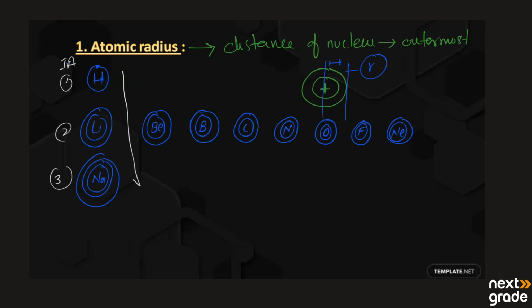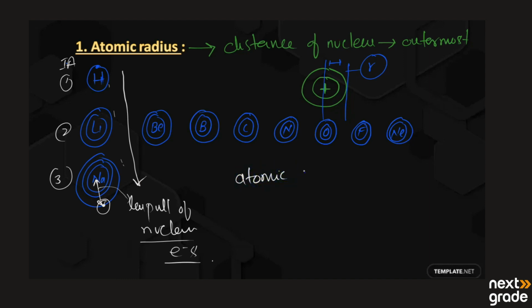So when we move from top to bottom, there is an increase in the atomic size. When atomic size increases, it means the valence shell is going away from the nucleus, so there will be less pull of the nucleus on the electrons of the valence shell. So we have to provide less energy. It means when atomic size increases, the ionization energy decreases. So atomic size has an inverse relation with the ionization energy. This is the effect of atomic size.